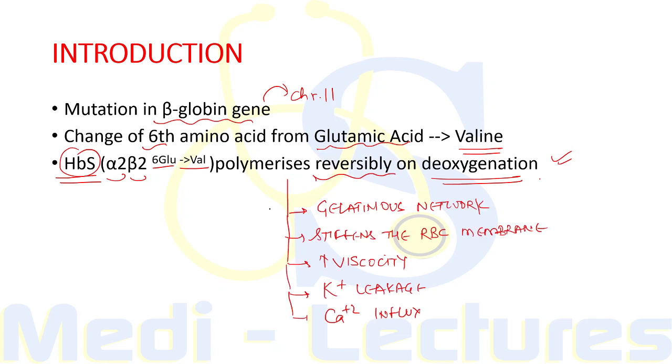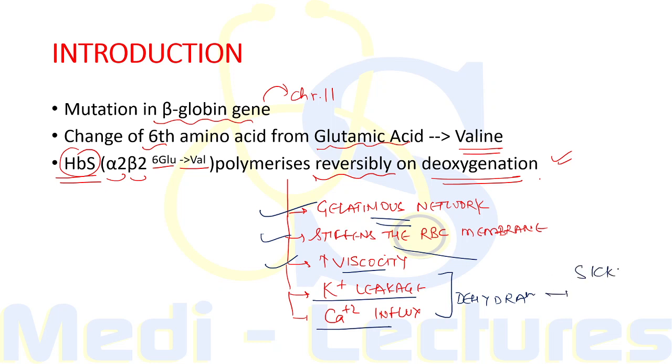So this polymerization leads to formation of a gelatinous network of fibrous polymer, which stiffens the RBC membrane and increases the viscosity of blood. Also, there is potassium leakage from the RBC and calcium influx. This will lead to dehydration in the RBC, which leads to the characteristic sickle-shaped red blood cells.